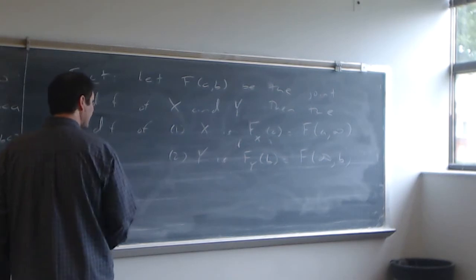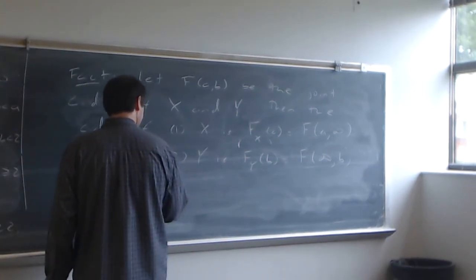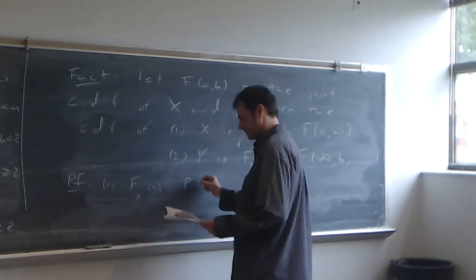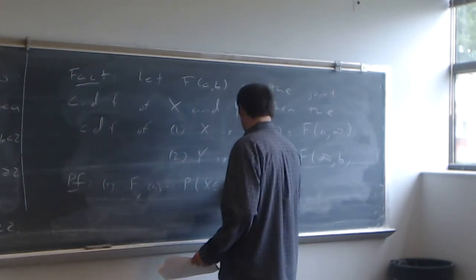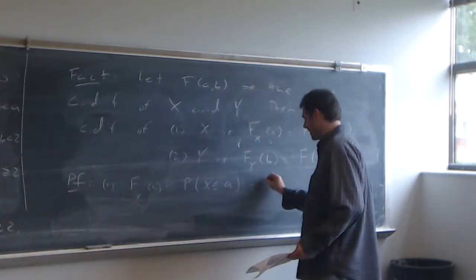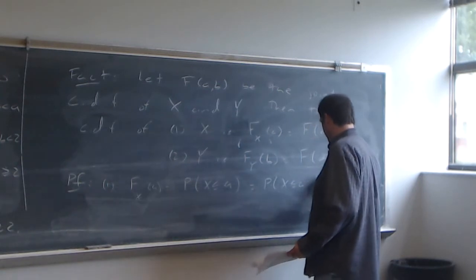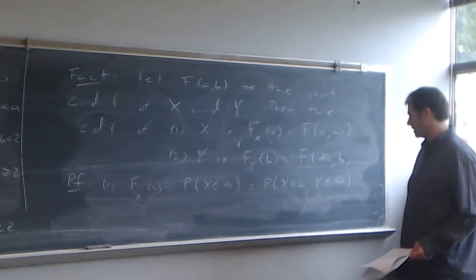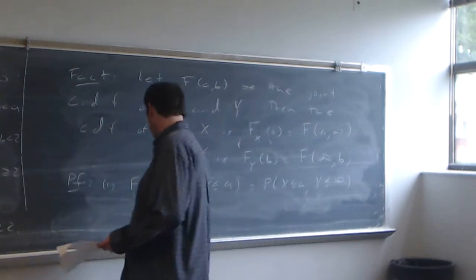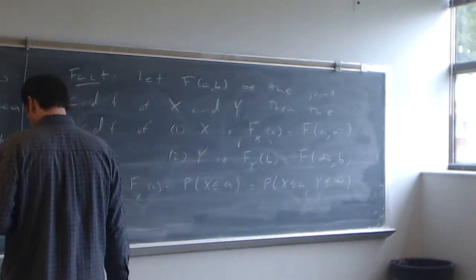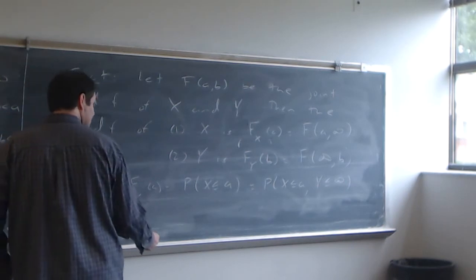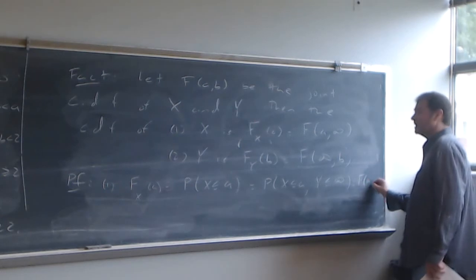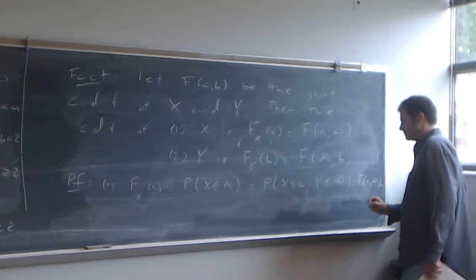So for one, here's what we think of. F sub X of A, remember, is the probability that X is less than or equal to A. And that's the same thing as the probability that X is less than or equal to A, and Y is an element of the real numbers, meaning it's less than or equal to infinity. So on both those things happening, X is less than or equal to A. And that's nothing more than the joint F of A, comma, infinity.